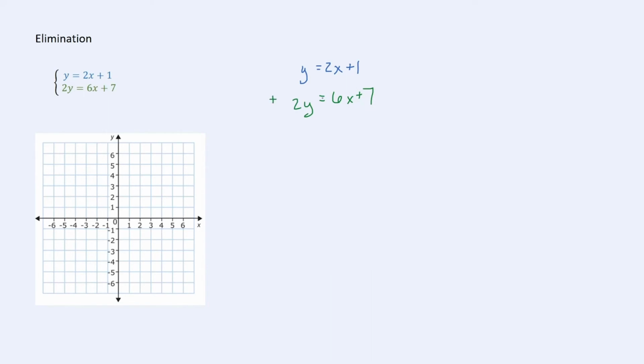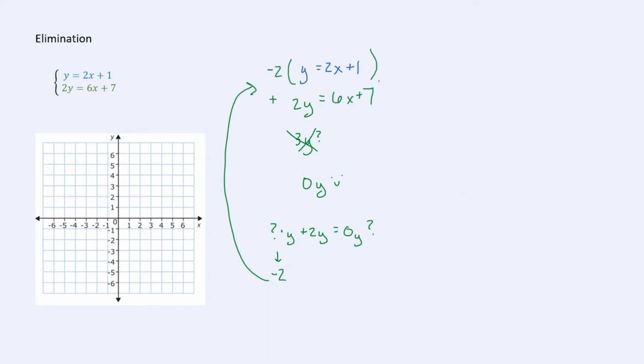So if we line up our y's, we'll see that if we simply add these two equations, we'll end up with 3y. We don't want 3y, we want 0y. So what can we multiply y by so that that plus 2y is equal to 0y? Well, that would be negative 2, because negative 2y plus 2y is equal to 0. So we then multiply the first equation by this negative 2.